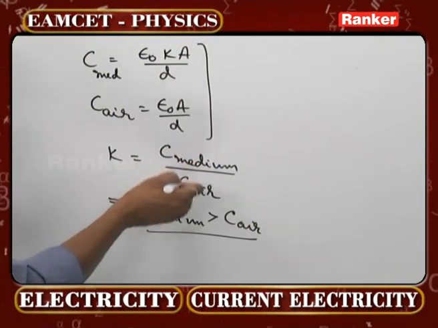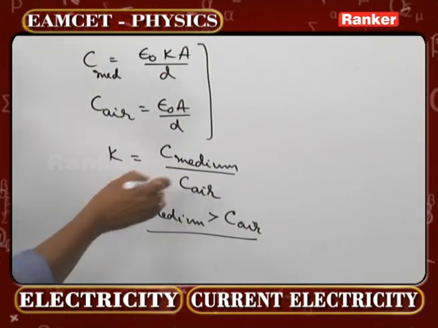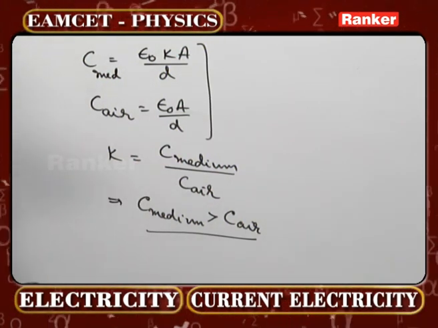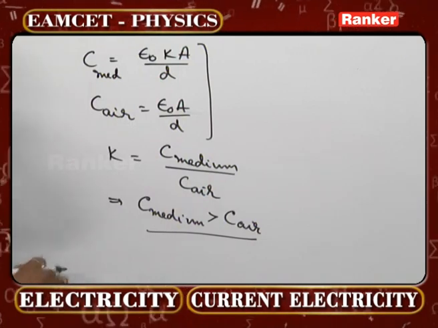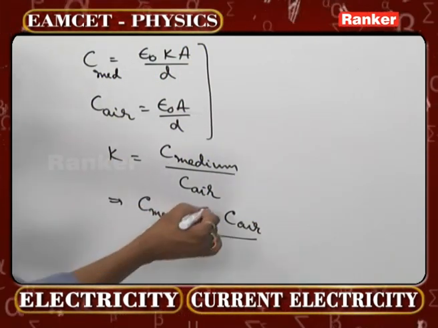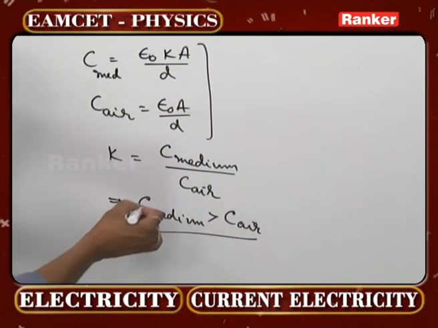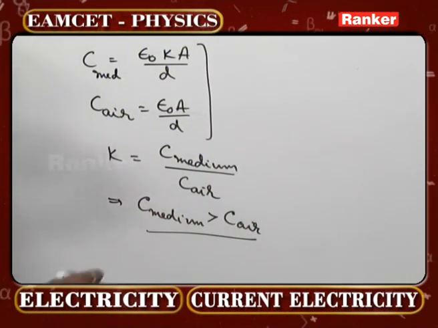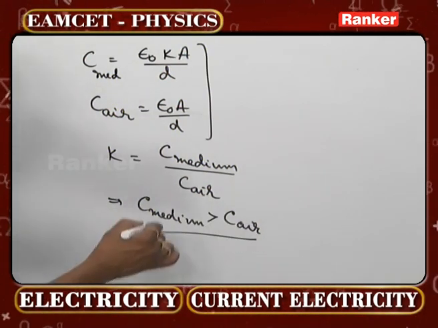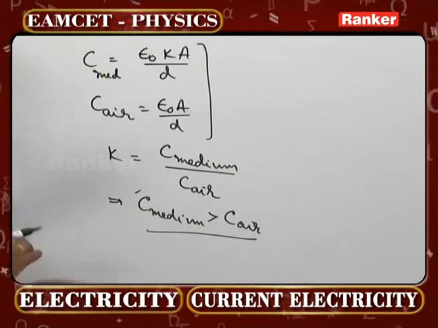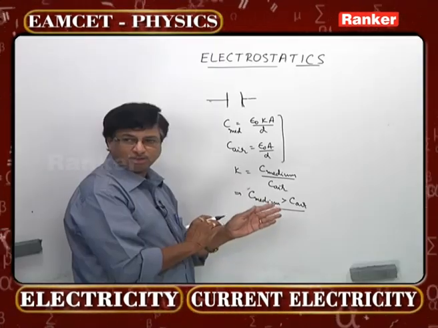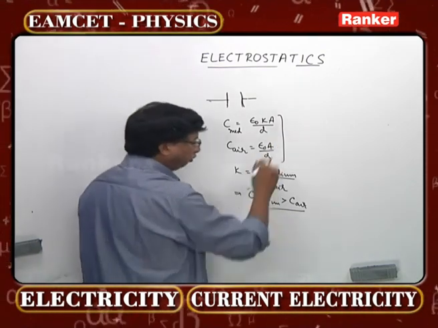When you talk about electric field strength, when you talk about electric potential, when you just take up the force between the charges in electrostatics, in all those cases E medium will be less than E air, F medium is less than F air, V medium is less than V air. Excepting capacity, all other values with the dielectric constant will reduce. That is the point we have to remember.